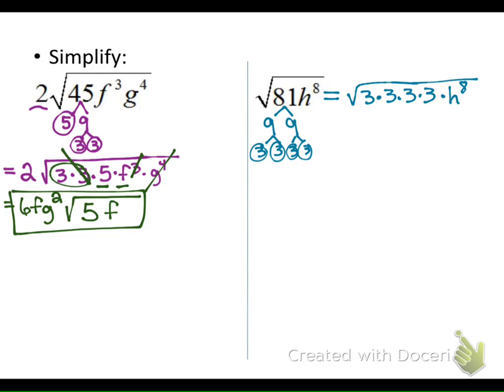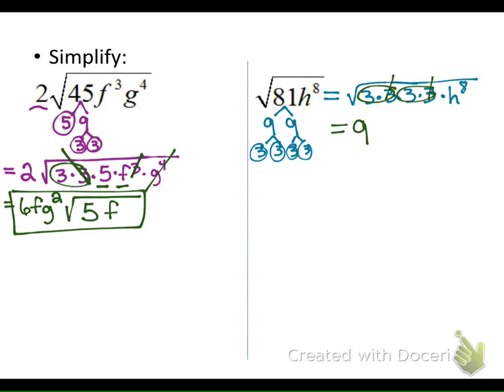Now, from here, I do what? Circle my pairs. My pairs cancel with the square root sign. They move to the outside to the coefficient. So what's my new coefficient going to be? 3 times 3, because I have 2 3's going out, which is 9. So I have 9.